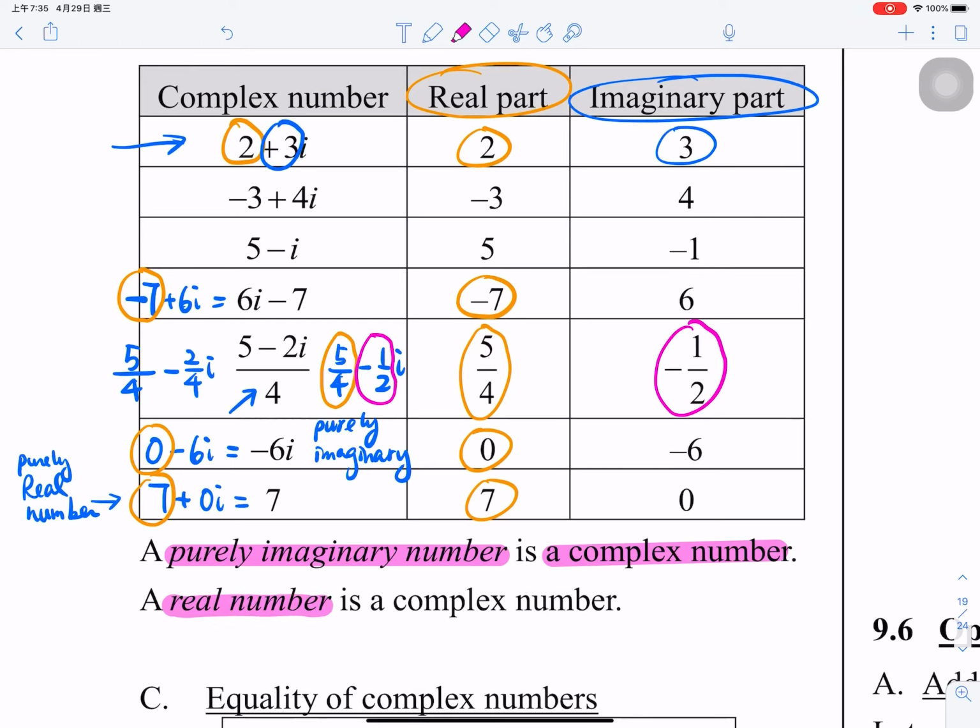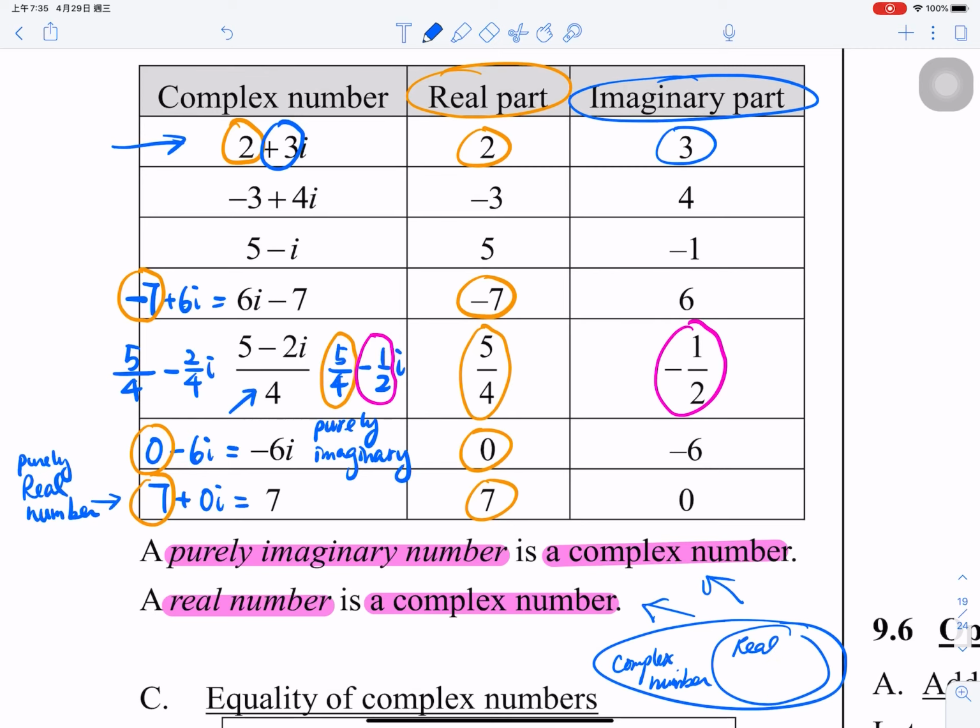A real number we can also say is a kind of complex number. That means the complex number field is larger. This one is a complex number, and the real numbers are inside the complex numbers.